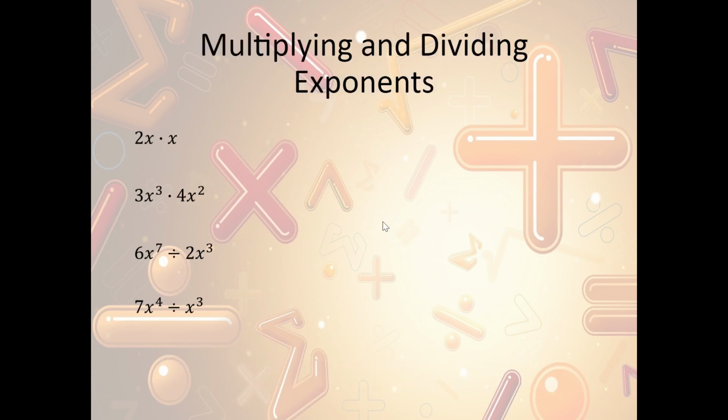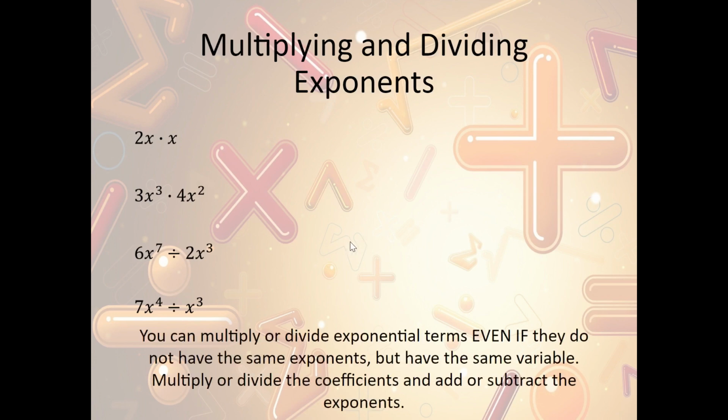Now, when we multiply or divide exponents, the rule is this. When we multiply or divide exponential terms, even if they do not have the same exponents, but have the same variable, we can still do it. The rule is we multiply or divide the coefficients and add or subtract the exponents. So if we're multiplying, we're going to add the exponents.